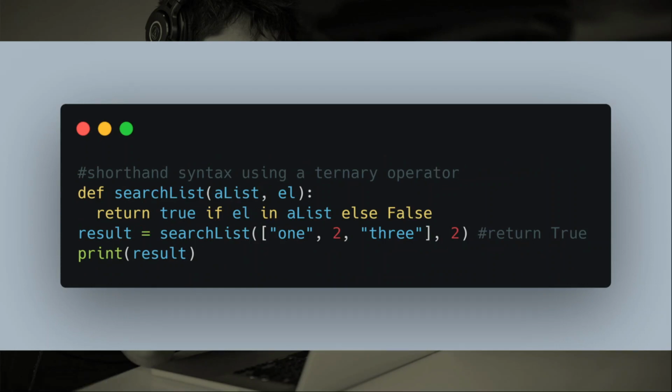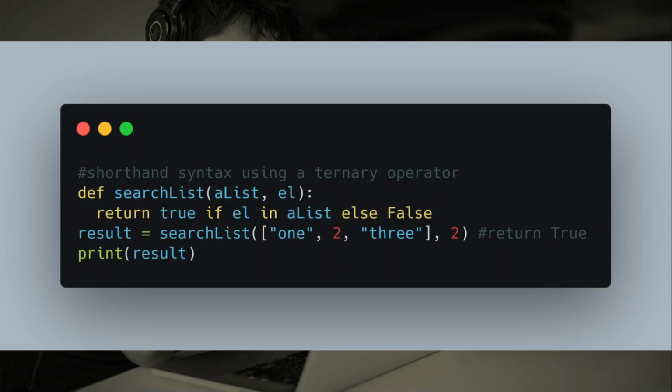Now let's talk about ternary operator. A ternary operator is a shorthand Python branching statement. These operators can be used to assign values into a variable, or in this case, deciding what the return from the function is. Shorthand syntax using a ternary operator. Definition search list A list, EL. Return true if EL in A list, else false.